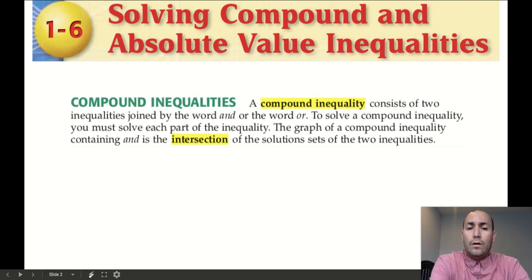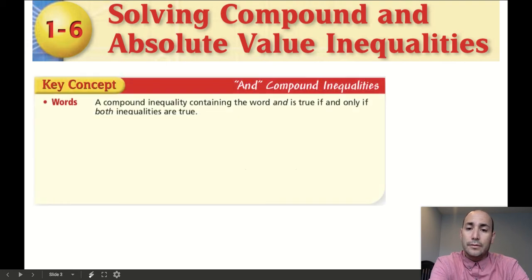So compound inequalities, here's our first vocabulary term. It consists of two inequalities joined by the word and or the word or. To solve a compound inequality, you must solve each part of the inequality. And the graph of a compound inequality containing and is an intersection of the solution sets for those two inequalities. So let's look at what that means. A compound inequality containing the word and is true if and only if both inequalities are true.